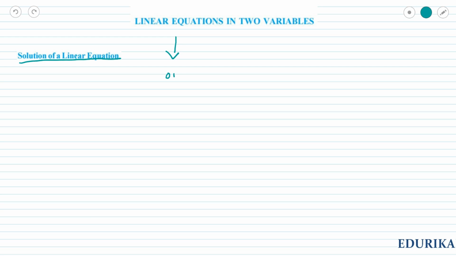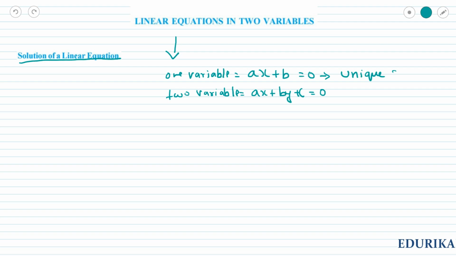linear equations in one variable were in the form of ax plus b is equal to 0, and linear equations in two variables are of the form ax plus by plus c is equal to 0, right? And the one variable has unique solutions, which means that linear equation in one variable has limited solutions, whereas linear equation in two variables has got infinitely many solutions.